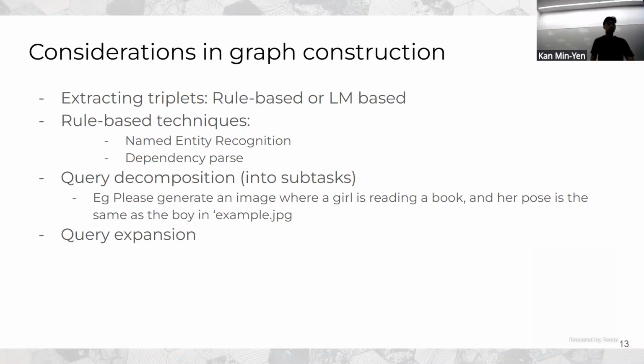Also, when you have complex queries, like please generate an image where a girl is reading a book and her pose is the same as the boy's, and so on, you might want to decompose that query into subtasks and then hand it off so that you're doing less at each step. And query expansion is kind of like augmentation.